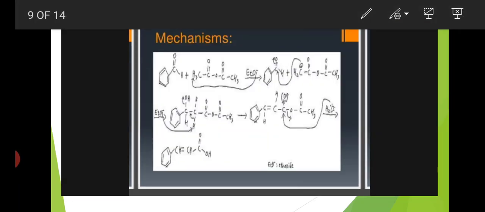Okay, here the Perkin reaction mechanism is also the same. This is the benzaldehyde and this is acetic anhydride. In the presence of ethoxide ion, one of the alpha hydrogens of acetic anhydride is removed and forms an anion. This anion is a stabilized anion. Next, this anion binds with the aldehydic carbon and the pi bond shifts to oxygen.